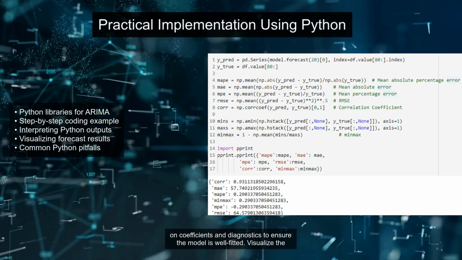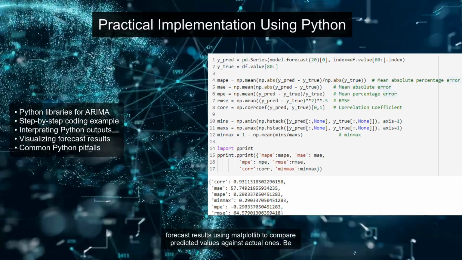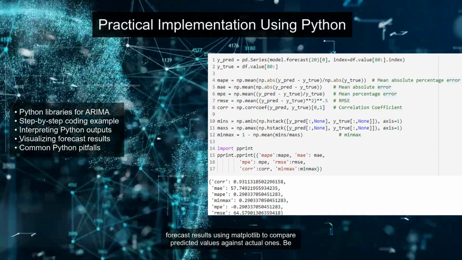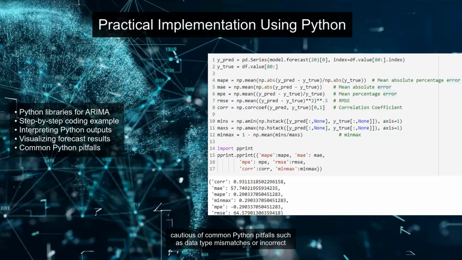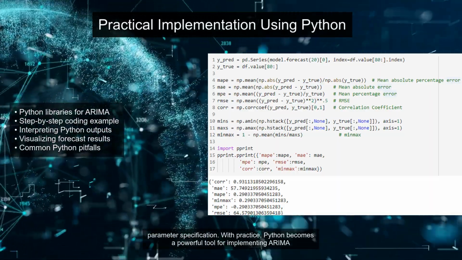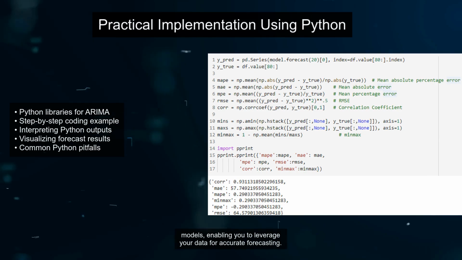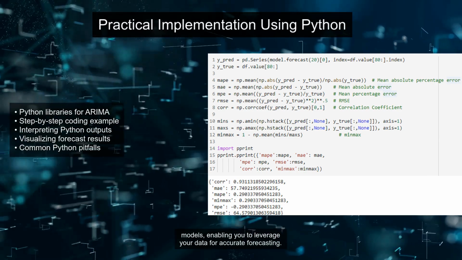Interpret the output, focusing on coefficients and diagnostics to ensure the model is well fitted. Visualize the forecast results using matplotlib to compare predicted values against actual ones. Be cautious of common Python pitfalls such as data type mismatches or incorrect parameter specification. With practice, Python becomes a powerful tool for implementing ARIMA models, enabling you to leverage your data for accurate forecasting.